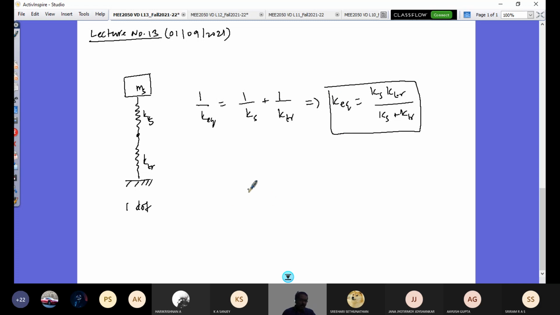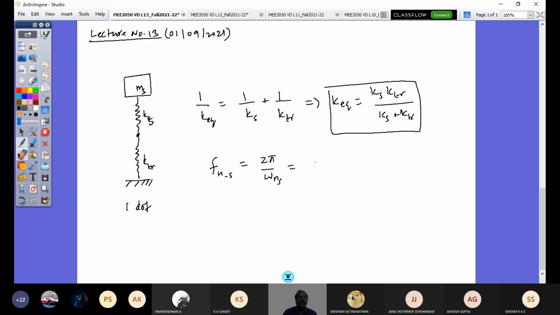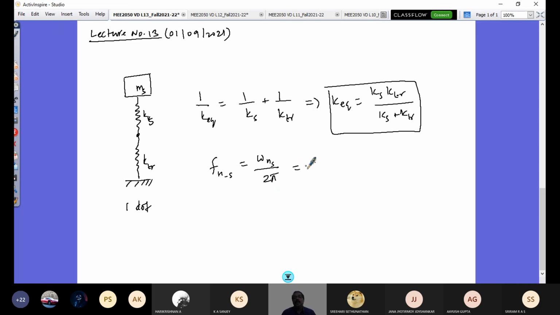By having this, now I can find the natural frequency of the sprung mass. That is, f equals omega n by 2 pi. Sorry, 2 pi f is omega n, so please correct this. So f is omega n by 2 pi, and that is 1 by 2 pi under root of k equivalent by ms. So that is going to be ks ktr by ms into ks plus ktr. Right, so you have this now.